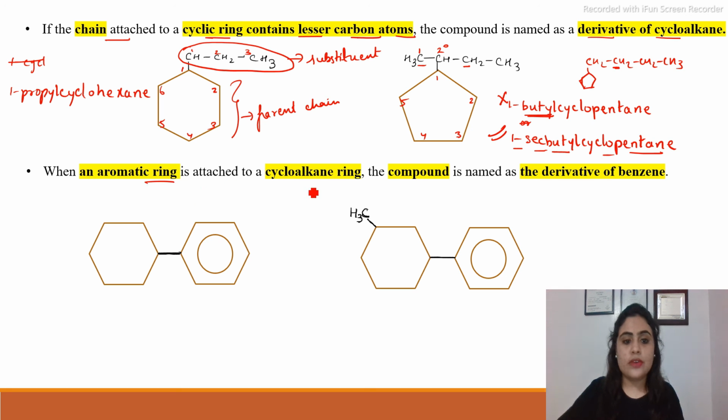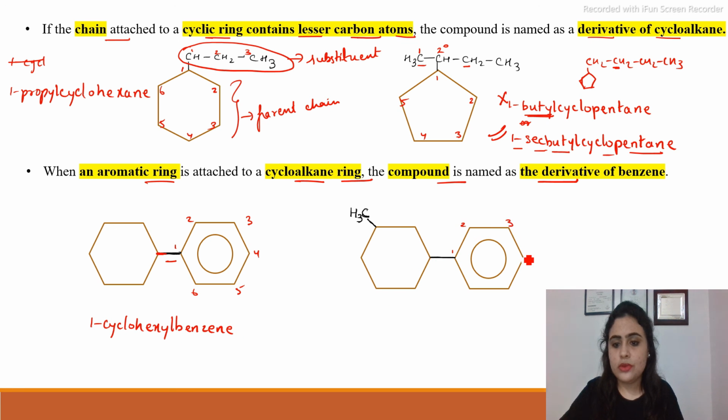When an aromatic ring is attached to a cycloalkane ring, the compound is a derivative of benzene. This is a benzene. So 1, 2, 3, 4, 5 and 6. This is cyclohexane. We are removing one hydrogen and replacing it with the benzene ring. So we'll write 1-cyclohexylbenzene.